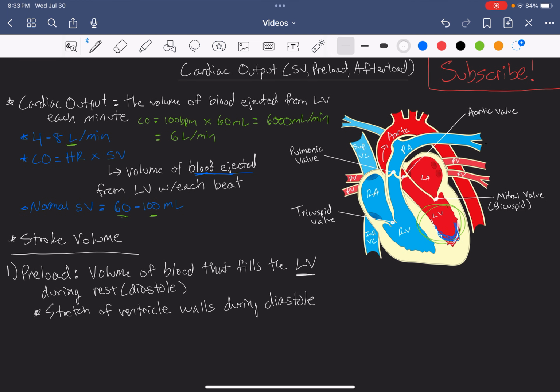As far as the next thing we'll cover, next one is afterload. And so afterload is the resistance that this left ventricle must overcome in order to pump blood into the aorta here. Okay, so I'll write that down. So this is the resistance the left ventricle must overcome to pump blood into the aorta here.